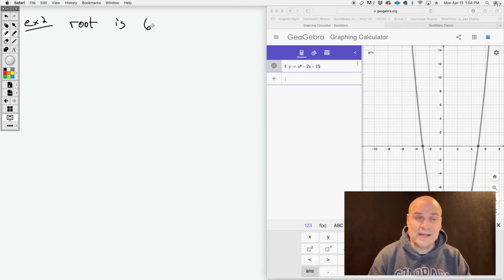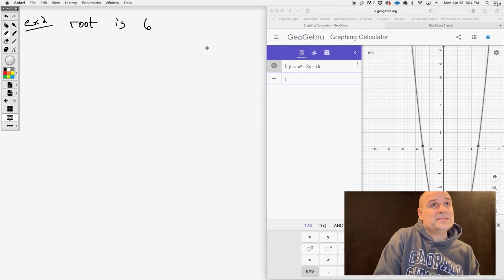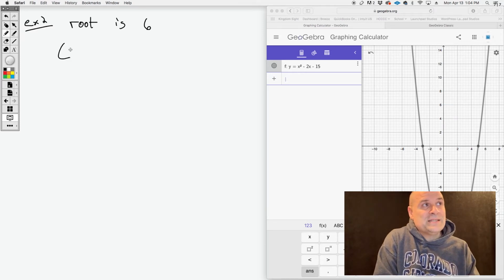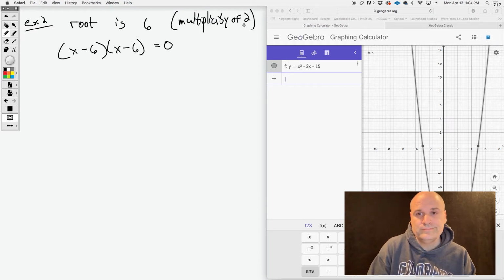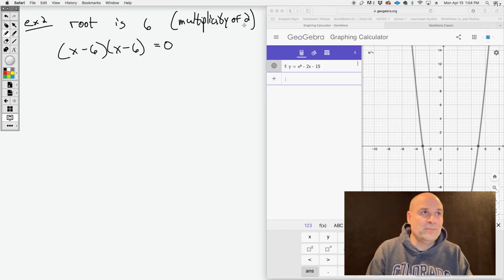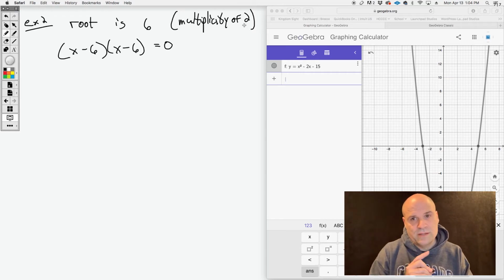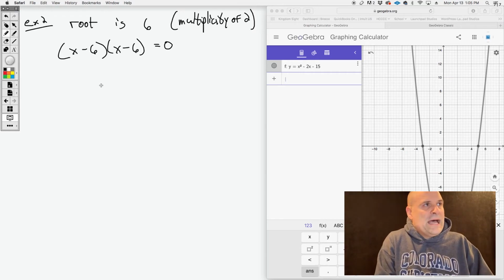Okay, but it's a quadratic equation, we know that. So here's what's happening. That 6 is appearing twice. So technically, this is a root of 6 with multiplicity of 2. Technically, it could be a multiplicity of 3 or 4, I guess. But since it's a quadratic equation, there's only going to be 2 roots at the most. Okay? So FOIL it out.